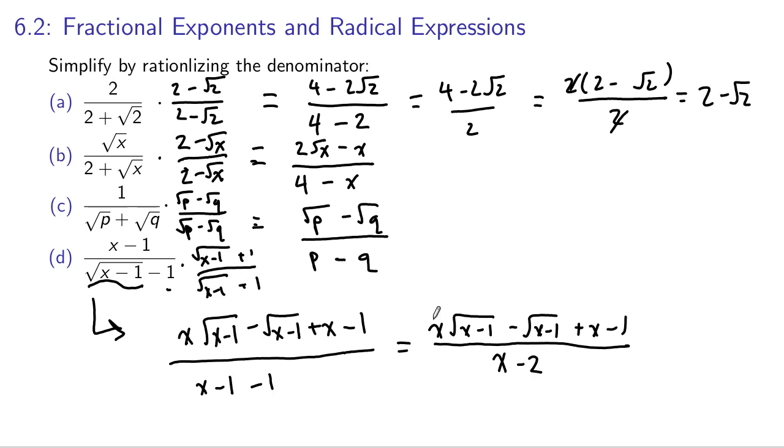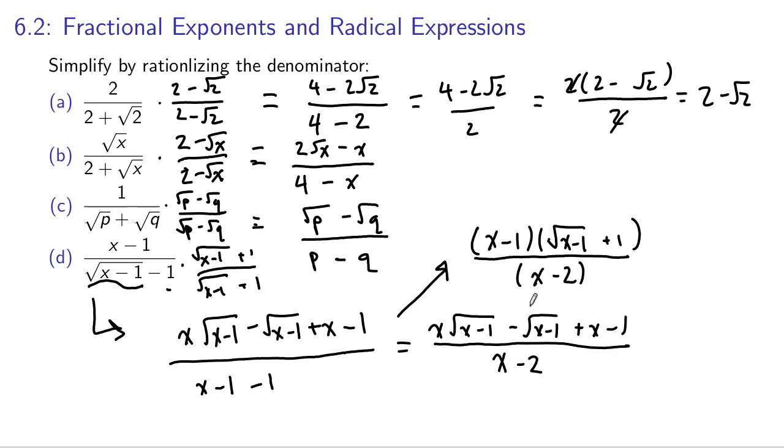And I think a perfectly fine answer would be to not bother distributing the numerator, so maybe a faster and easier answer to get is to just write the numerator in the factored form, and then just write that over the rationalized denominator, x minus 2. That's probably a better way of writing this.